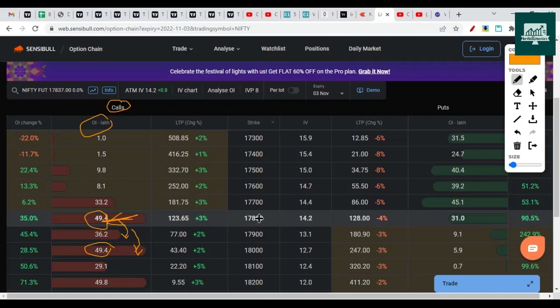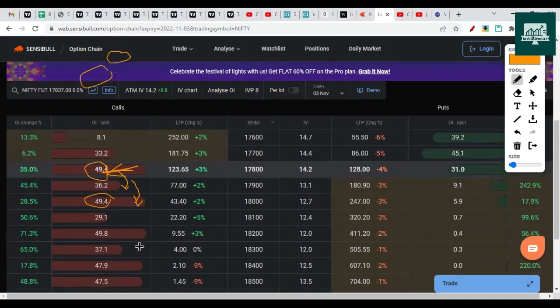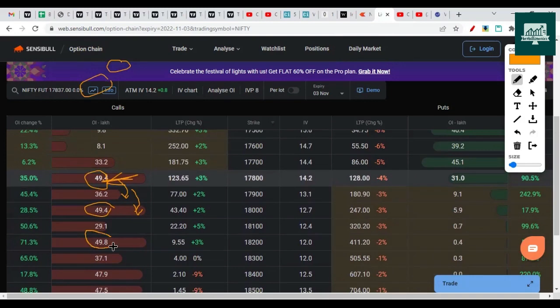So 17,800 is right now resistance along with 18,000, but 18,000 will become the major resistance. On the upside, you can see 18,200 has become the biggest resistance, just by 0.4, it's the biggest number here. So this will become the major resistance in the next session. You will see that many call writers will shift their positions to the upside or add positions at 18,000 as well. So this is the major resistance, and 17,200 is a second major resistance.